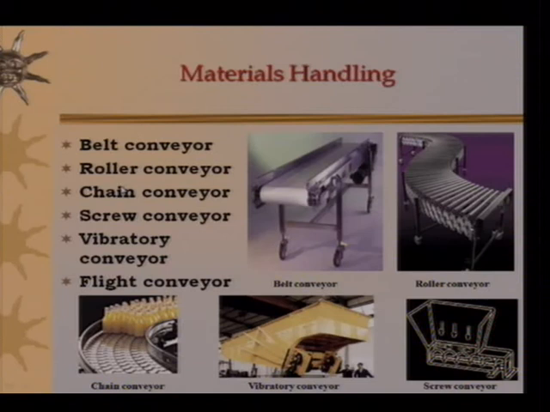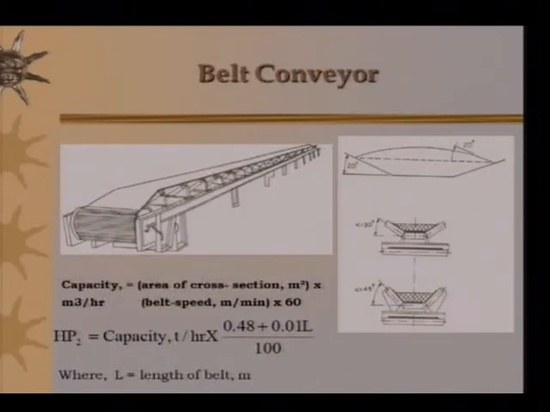Now coming to material handling. Material handling is again a very important aspect in food processing. Now there are different kinds of conveyors or material handling equipment which are used in the food industry. I will just list them out for you. That is belt conveyor, roller conveyor, chain conveyors, screw conveyors, vibro conveyors, and flight conveyors. You can see on your monitor there are certain pictures also given for belt conveyors, roller conveyors, vibro conveyors, and other kinds of conveyors. Now coming to the belt conveyor.